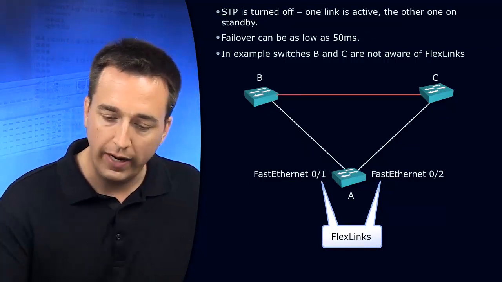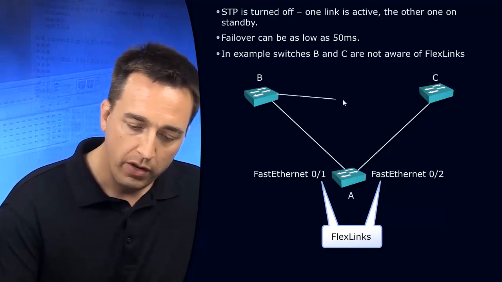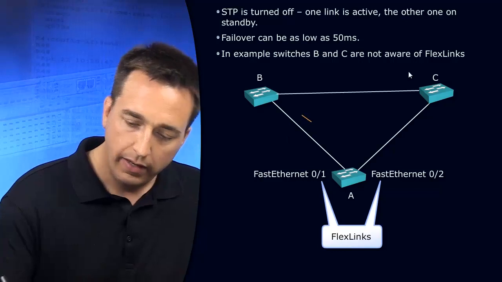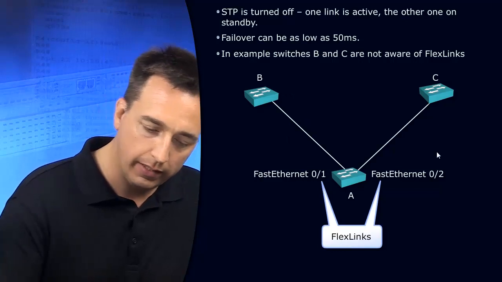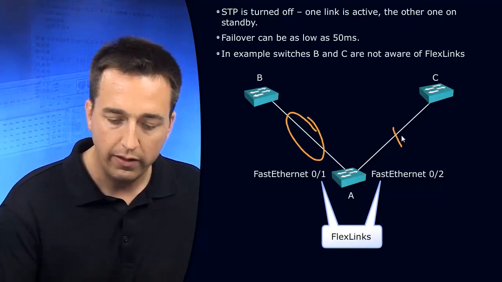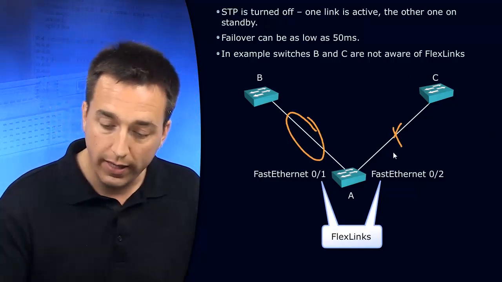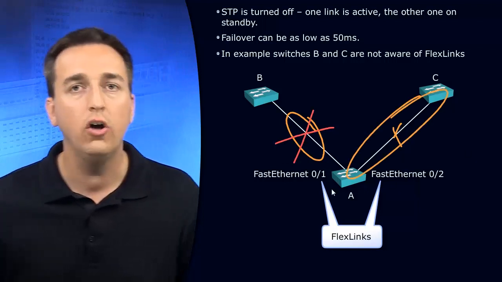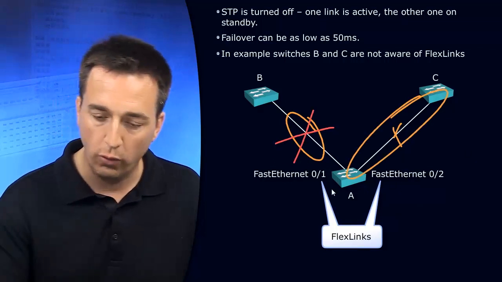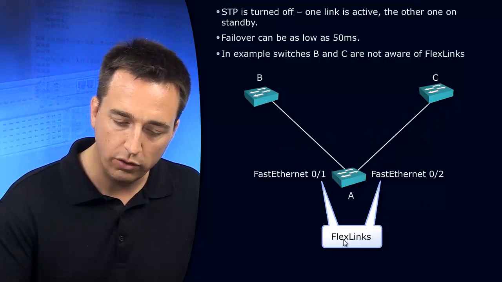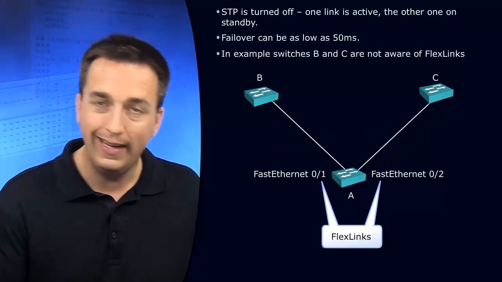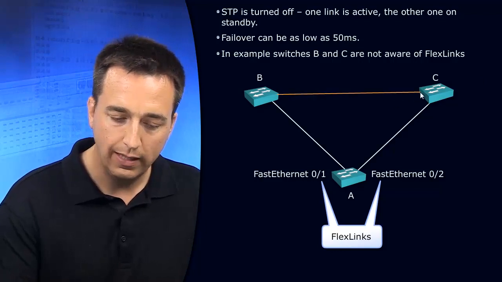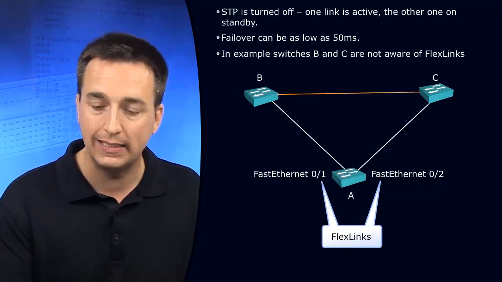And why is failover so quick? Well, we have this active link on the left-hand side, and we have a standby link on the right-hand side. If all of a sudden this active link fails, the standby link can go active and continue to forward traffic within our topology.